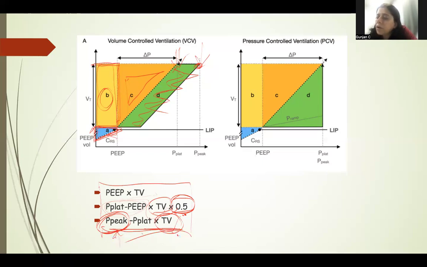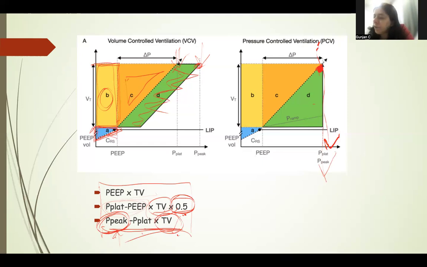The same rules apply here in pressure control ventilation. However, we need to remember that the pressures become limited, or the P peak becomes limited, in pressure control ventilation, and the P peak and P plat are actually at the same value, because what we are limiting is the pressure in pressure control.